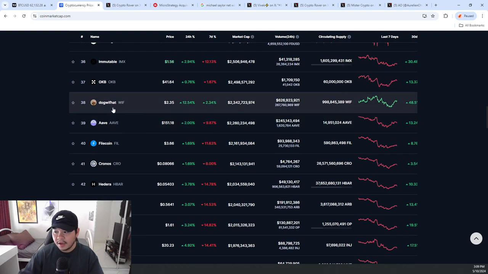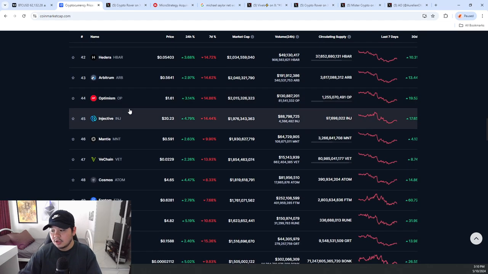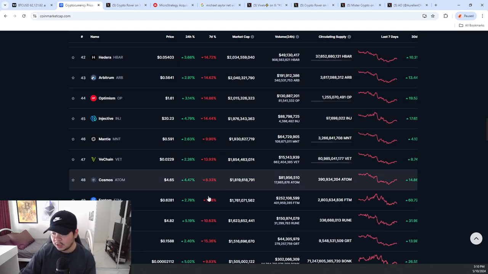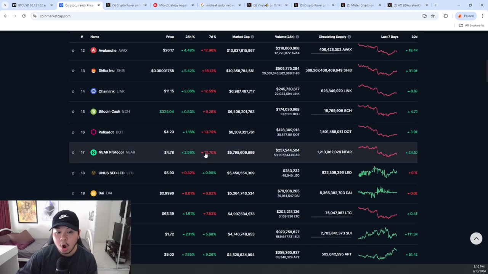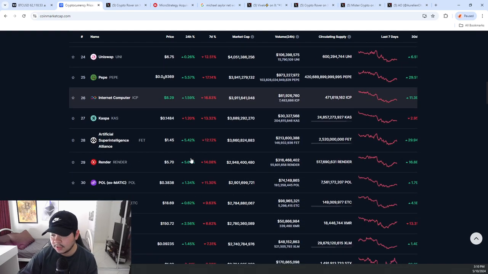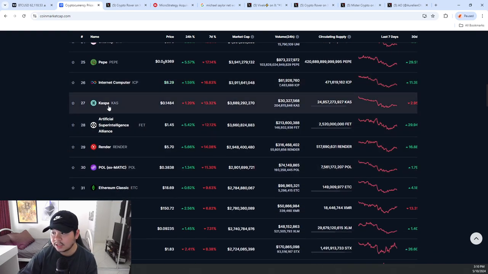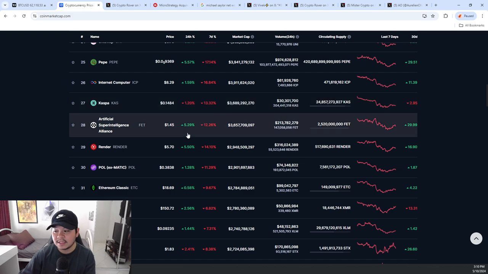Look at Dog Whiff Hat, this meme coin, up over 12%, over 10%. So it seems like a fair few alts for the past 24 hours are bouncing higher than where they were for the past few days, which is always great to see. Let's see what Casper is doing. Casper is actually down today 1.2%. Casper hasn't really been looking too good. Great time to buy some Casper if you guys haven't already yet.